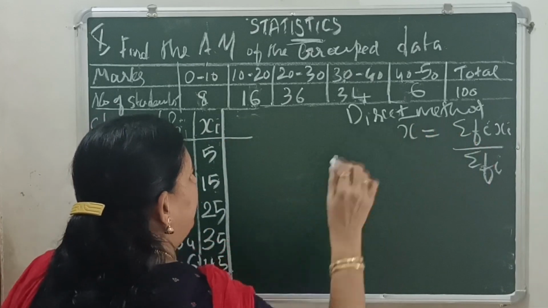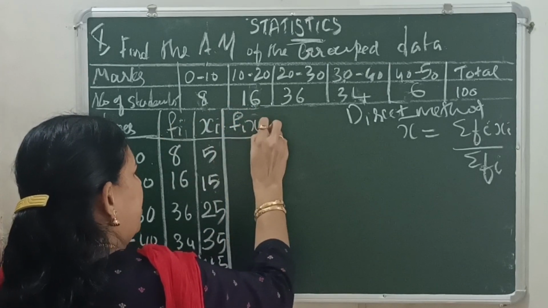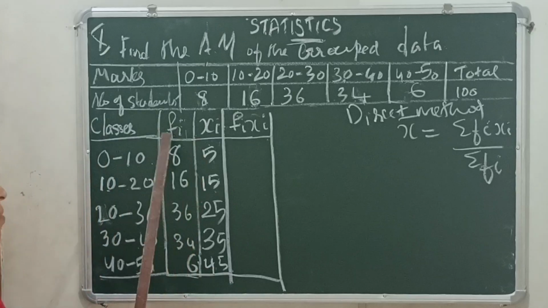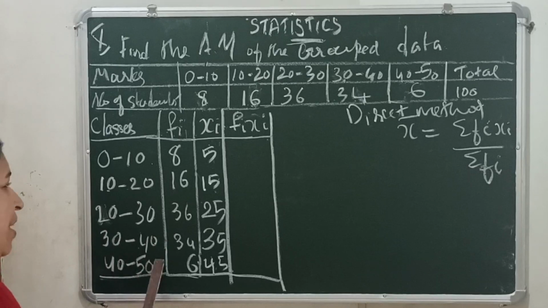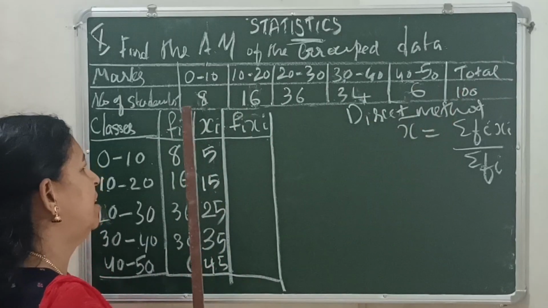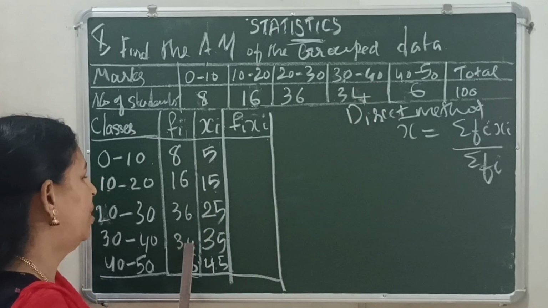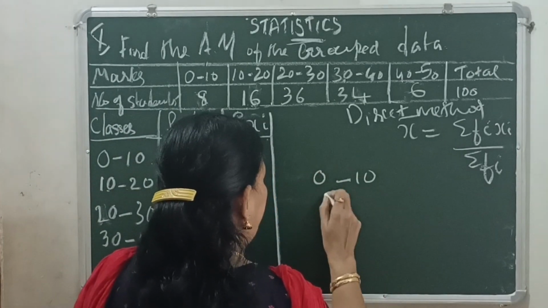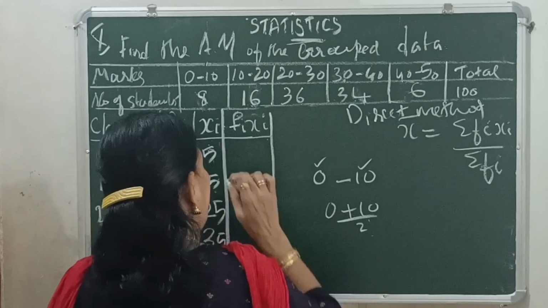Then for finding fi xi, we have to find the columns fi and xi, and fi xi. First, the classes, marks obtained: 0 to 10, 10 to 20, 20 to 30, 30 to 40, and 40 to 50. Then number of students as frequencies fi: 8, 16, 36, 34, and 6. Then for finding the xi value, first class interval is 0 plus 10, lower limit plus upper limit divided by 2, 0 plus 10 by 2, that is 10 by 2 equal to 5.